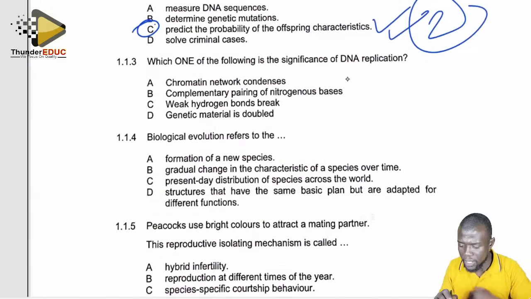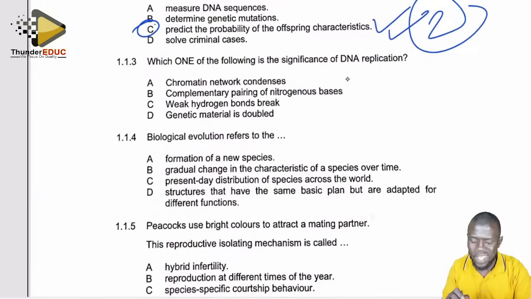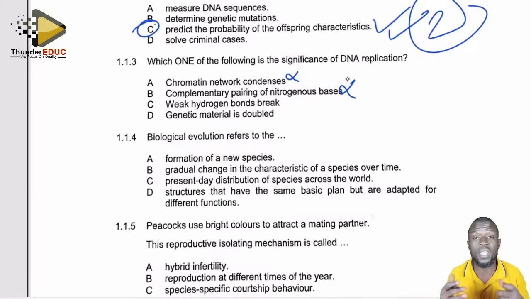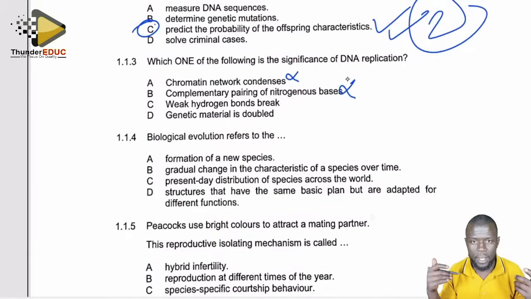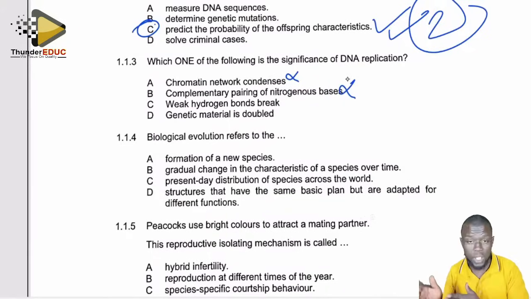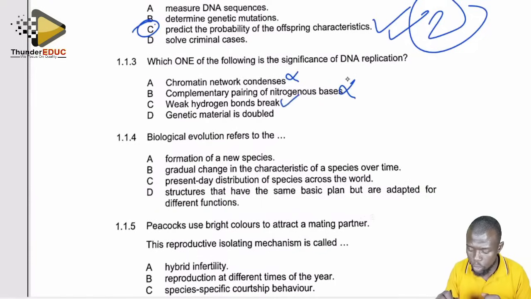Which one of the following is the significance of DNA replication? We see that chromatin network condenses, that's the description of what happens during interphase, so this is out. Complementary pairing of the nitrogenous bases, yes, it happens, but that's not the function. So this one goes out. Weak hydrogen bonds break, yes, they break, but it's a description of what happens in DNA replication or in protein synthesis. But in this case, they're talking about DNA replication, so that's not an answer. So this one goes out.